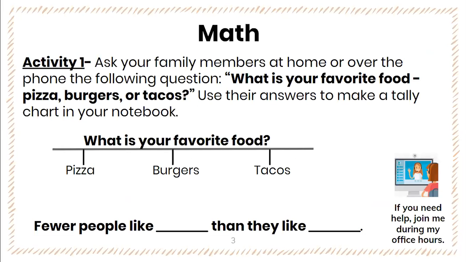So just as we have done in our Zoom meetings, one option you can do is set it up like a tree map. The question, you can write it at the top of your tree map as the title. What is your favorite food? And each branch of the tree map will be the three choices: pizza, burgers, or tacos. You're going to put your tally marks underneath each vote.